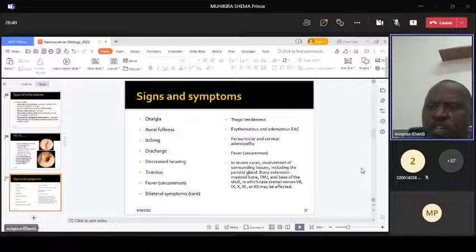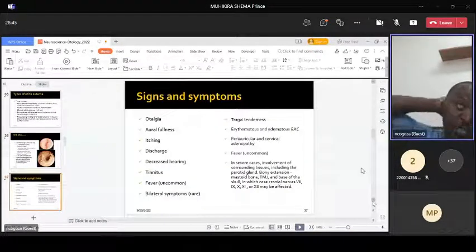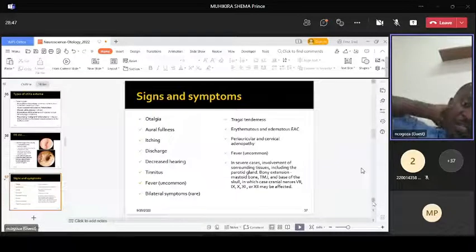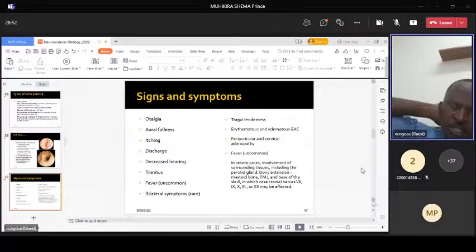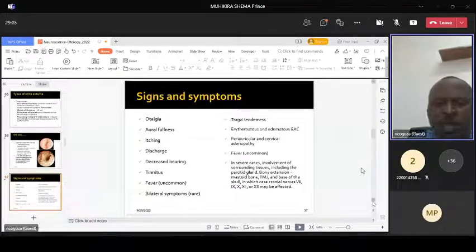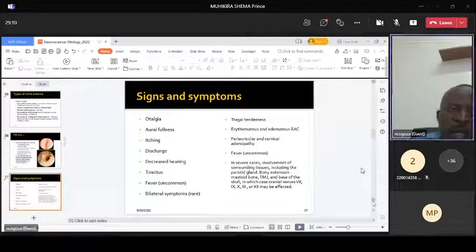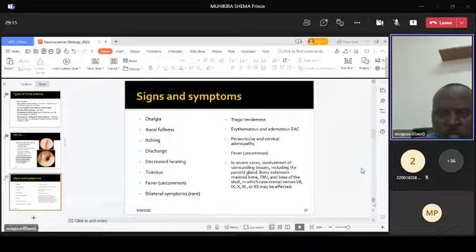The signs, of course, are signs of inflammation that we can understand. Everyone can understand that there is pain. If there are secretions in the canal, there is fullness, maybe itching, discharge, decreased hearing, tinnitus, fever, which is uncommon. It can be bilateral or unilateral. All of these are signs and symptoms which may occur in the case of otitis externa. And I think this is clear.